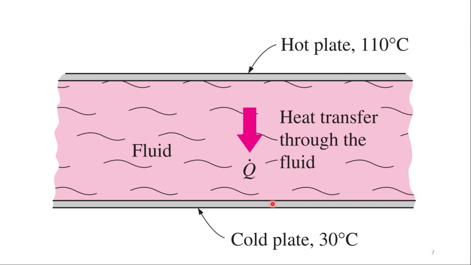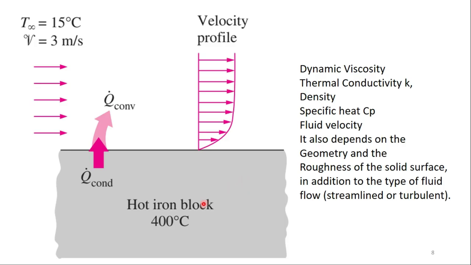Now let us use a syringe to draw some fluid near the hot plate and inject it near the cold plate repeatedly. You can imagine that this will speed up the heat transfer process considerably, since some of the energy is being carried to the other side as a result of the fluid motion. Here is another example of convection heat transfer.